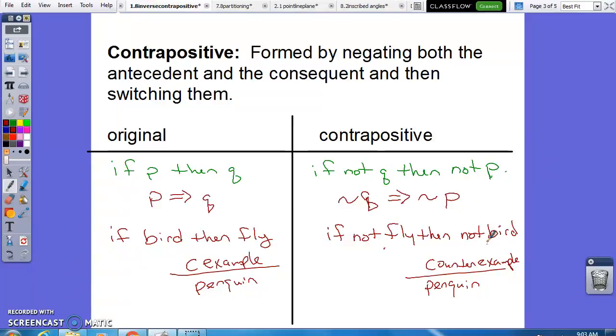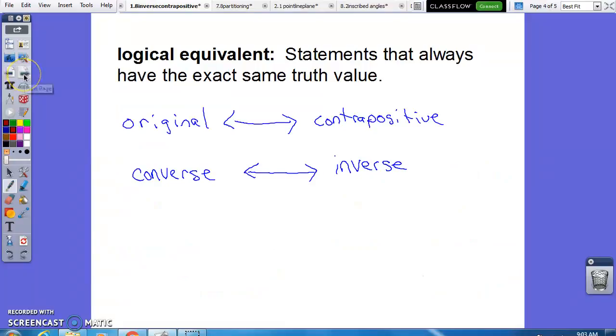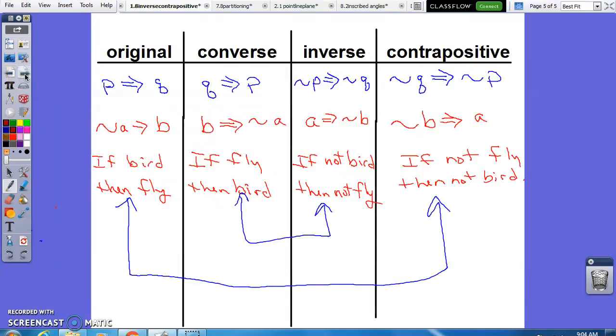So those two statements are said to be logically equivalent. Logical equivalents are statements that have the exact same truth value. They may not have the exact same meaning for everything, but they're going to have the same truth value because they have the same set of counterexamples. So the original statement and the contrapositive are logical equivalents. The converse and the inverse are also logically equivalent to each other, because the inverse is the contrapositive of the converse. You look at it that way.